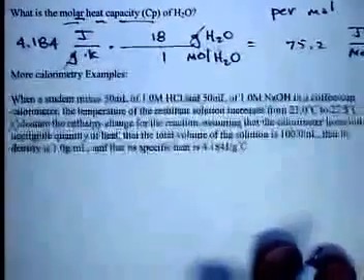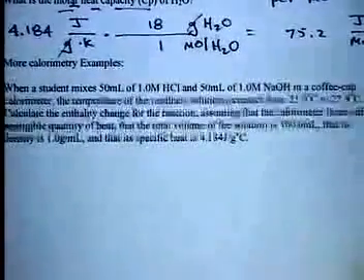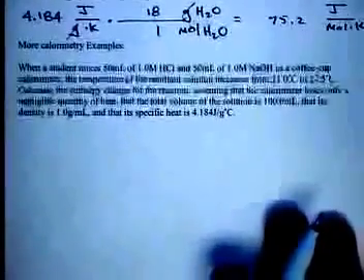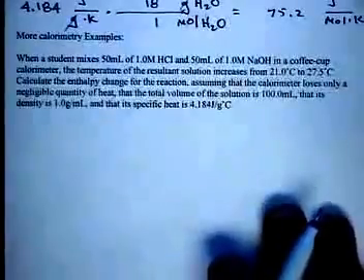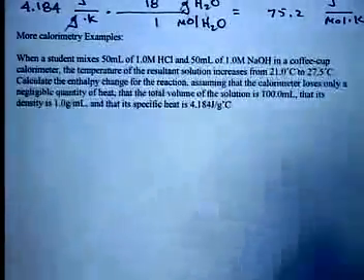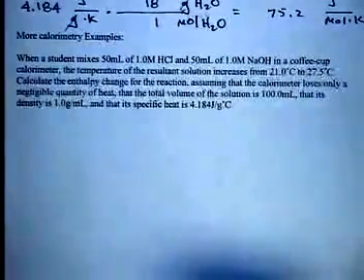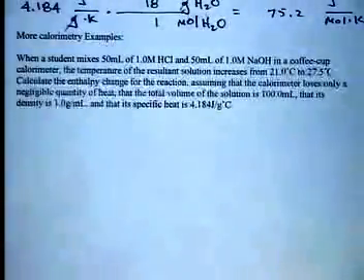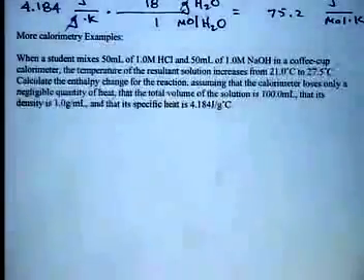Here's another calorimetry example. When a student mixes 50 milliliters of 1 molar HCl and 50 milliliters of 1 molar NaOH in a coffee cup calorimeter, the temperature of the resultant solution increases from 21 to 27.5. Calculate the enthalpy change for the reaction, assuming the calorimeter only loses a negligible quantity of heat. The total volume of the solution is 100 milliliters. The density is 1 gram per milliliter, and the specific heat is 4.184.